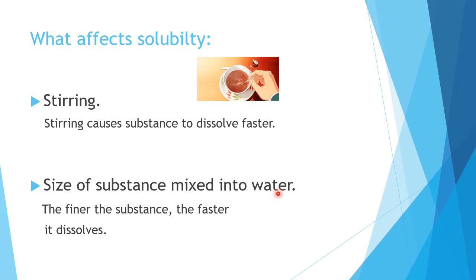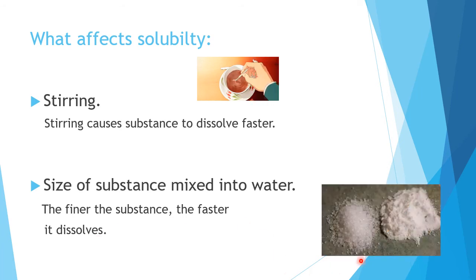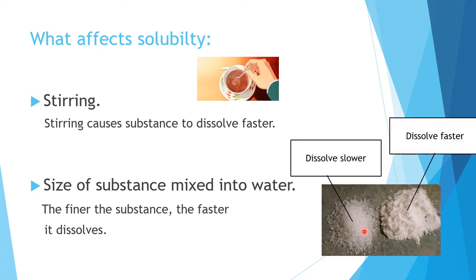The second thing that affects solubility is the size of the substance mixed into water. Substances like salt, sugar, sand, soil that we discussed earlier. The finer the substance, the faster it dissolves. The more powdery the substance, the faster it dissolves. For example, these two are both sugar. This one is a bit bigger, like crystals. This one is powdery, like flour. If we put both in water, this sugar will dissolve slower and this sugar will dissolve faster.